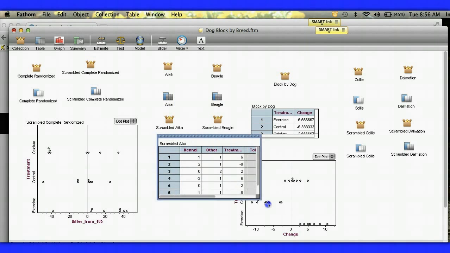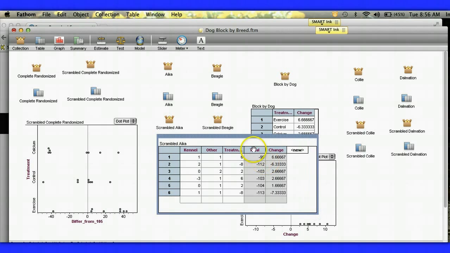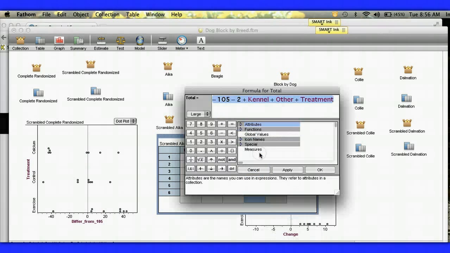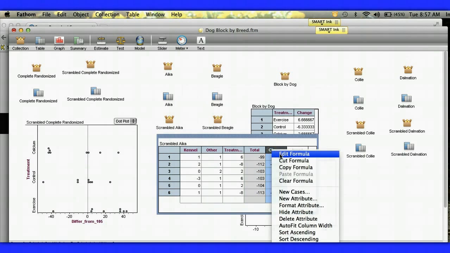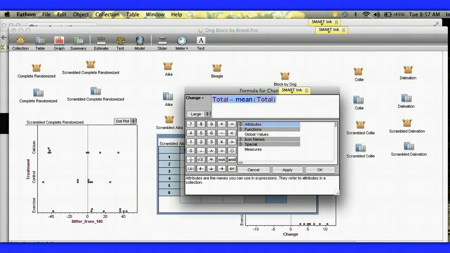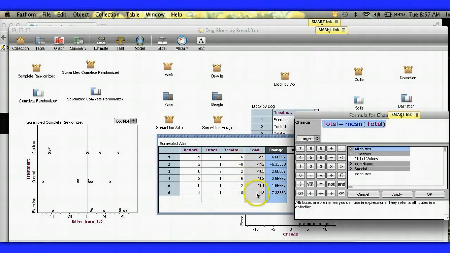So I did the scramble attribute values, and here we can see they're scrambled, and I've created a formula called total. Negative 105 is what we'd expect to see typically for any dog in general, -2 for this particular breed of dog, and then we see the change for kennel, other, and the change based on the treatment. And then I calculated the change, and this is where we went wrong in class last week. What we needed to do is actually take the value that we got for the total and subtract it from the average value for these 6 values to see how it compared just within this dog.